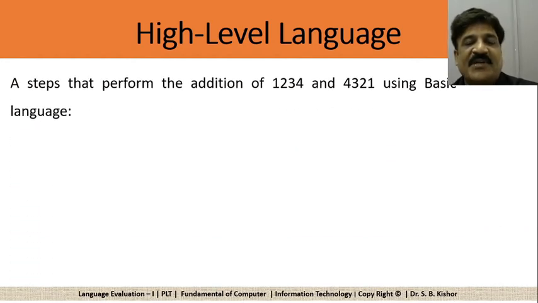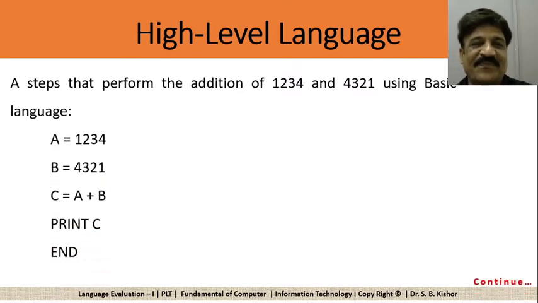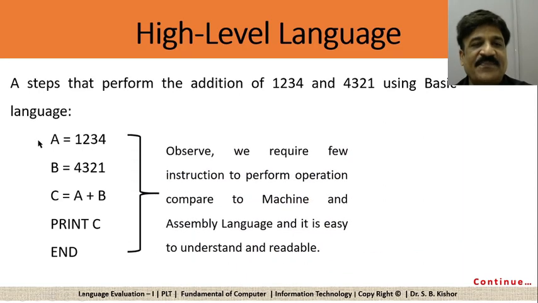A step that performs the addition, again the same problem, to find the addition of 1234 with 4321 using the Basic language. See how easy it is. We are assigning a value to a variable, a second value to another variable, then we are performing the addition and displaying the result. Now it is very easy. We are using some mathematical symbols, we are using some day-to-day words like print, and so that makes writing a program much easier. So observe, we require only a few instructions to perform the operation compared to machine and assembly language, and it is easy to understand and readable. We are able to read it, which is not possible in the case of machine language.